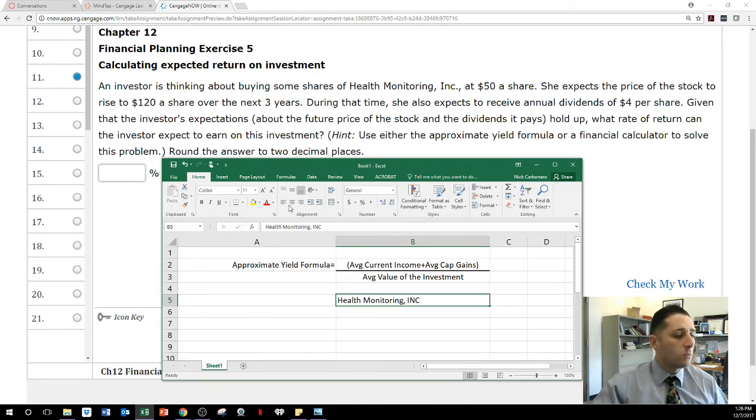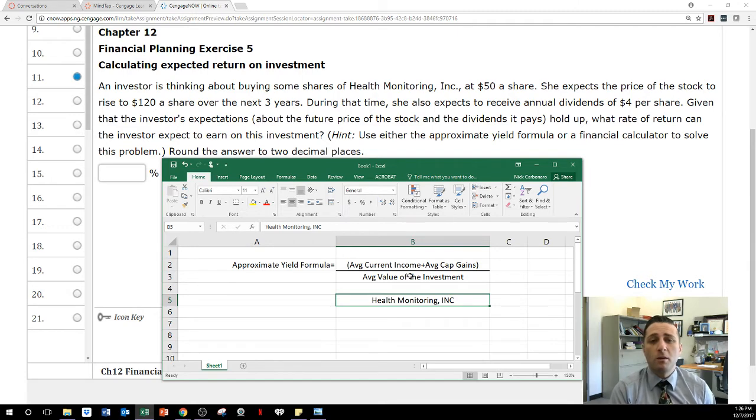And so that is what we're trying to do. We're trying to figure out that formula. And you can see with that formula, there are 3 different things in there, right? There's the average current income, the capital gains, and then the average value of the investment. So we have to figure out how to find those 3 numbers to plug into this formula. And that's where it becomes a little difficult.